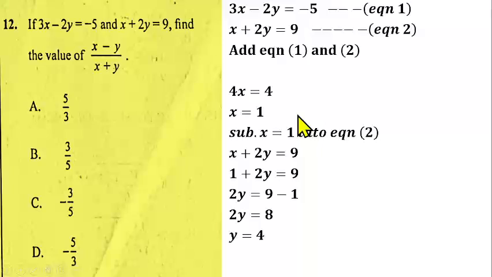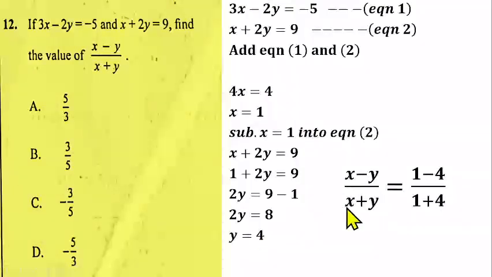Now we know the value of x, we know the value of y. We can substitute that into the expression so as to get its value. So we have x minus y, that gives us 1 minus 4. Then x plus y is 1 plus 4. So that should give us minus 3 over 5, which is option C.